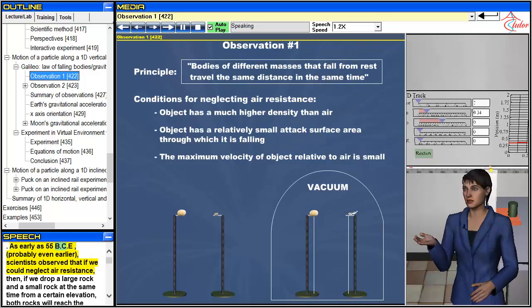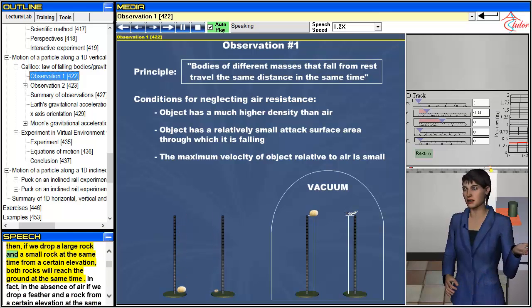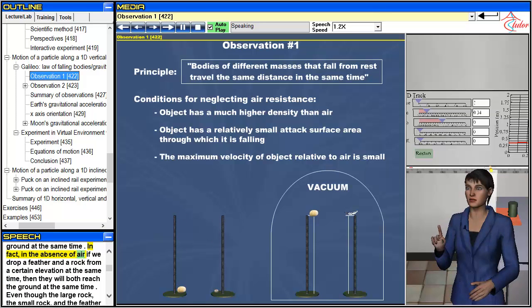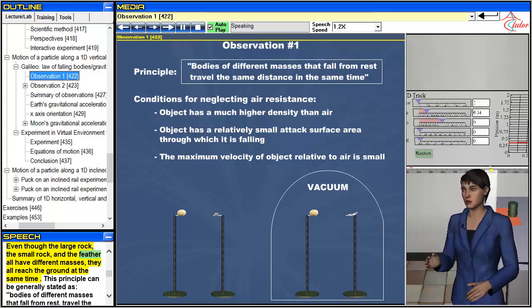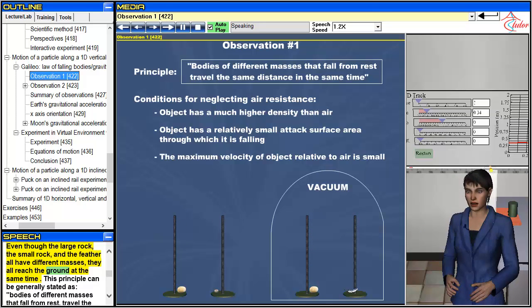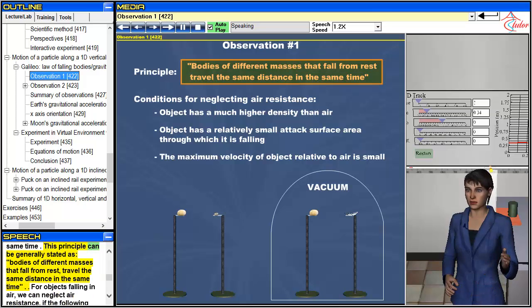As early as 55 BCE, probably even earlier, scientists observed that if we could neglect air resistance, then if we drop a large rock and a small rock at the same time from a certain elevation, both rocks will reach the ground at the same time. In fact, in the absence of air, if we drop a feather and a rock from a certain elevation at the same time, then they will both reach the ground at the same time. Even though the large rock, the small rock, and the feather all have different masses, they all reach the ground at the same time. This principle can be generally stated as, bodies of different masses that fall from rest travel the same distance in the same time.